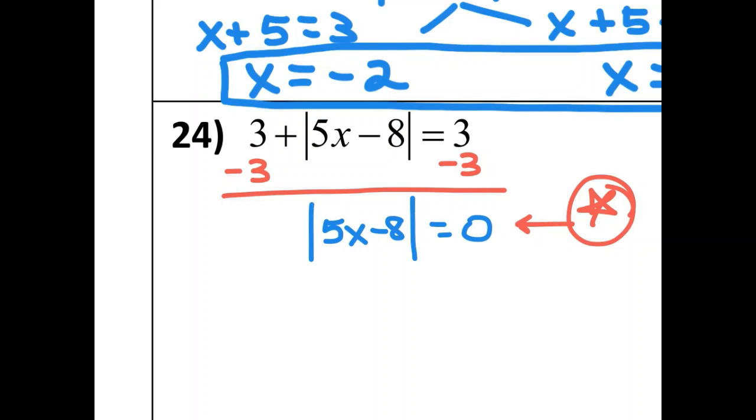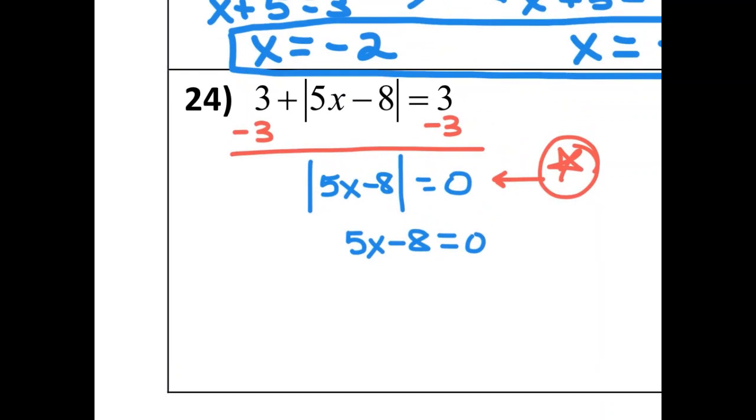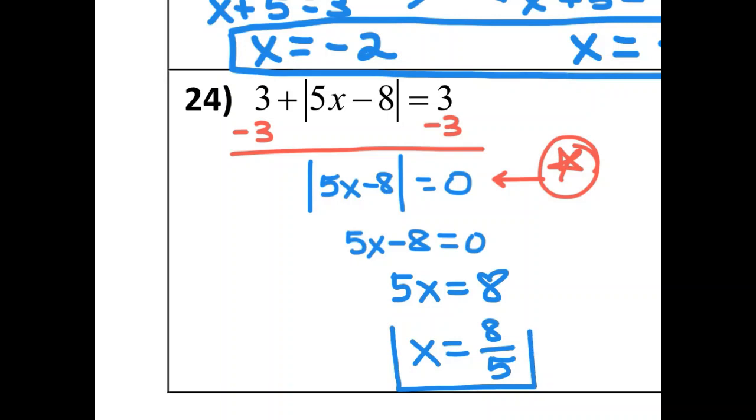And so I'm just going to write 5x minus 8 equals 0, and 5x equals 8, and then x equals 8 over 5. And so my answer to this equation is just x equals 8 over 5.